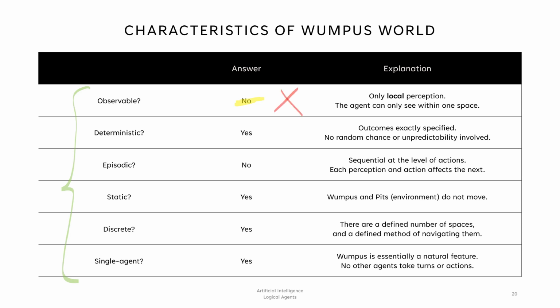Deterministic? Yes. Outcomes are exactly as specified. There's no random chance or unpredictability. There's no way for Wumpus World to act or change in any way that we don't expect.